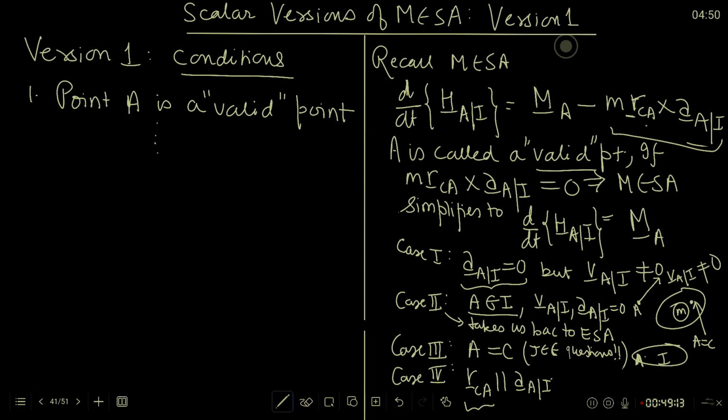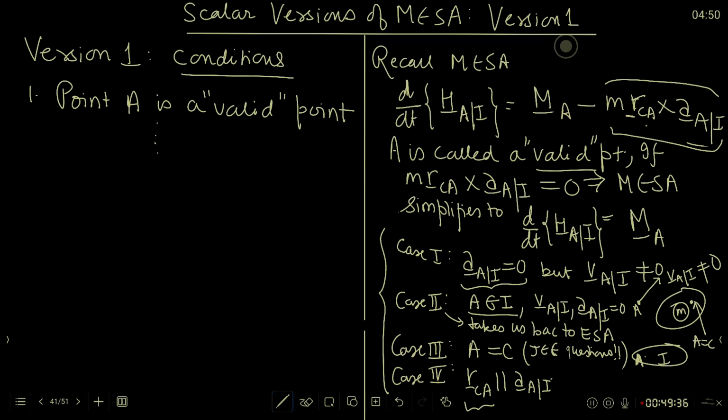Okay. I can't think of any other case in which this extra baggage will be vanishing. So these are the situations in which A becomes a valid point.